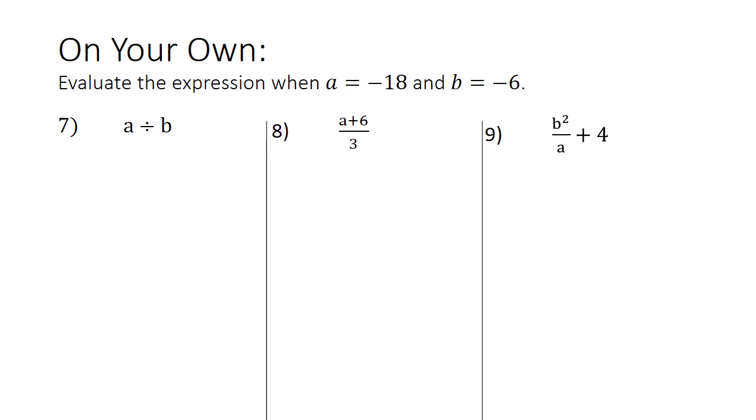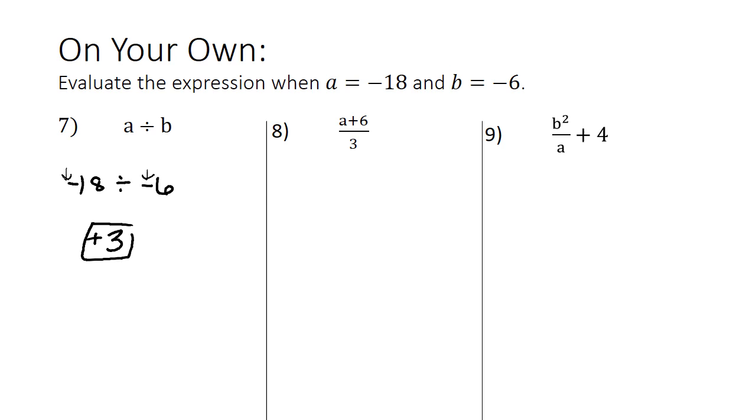So as we look at this, we have for number 7, a divided by b. Well, a in this case is going to be negative 18, so it's negative 18 divided by b, and in this case b is going to be negative 6. So negative 18 divided by negative 6 is going to give us a positive number because it's a negative divided by a negative, which is a positive, and 18 divided by 6 is going to be 3. So that means our answer is going to be positive 3.